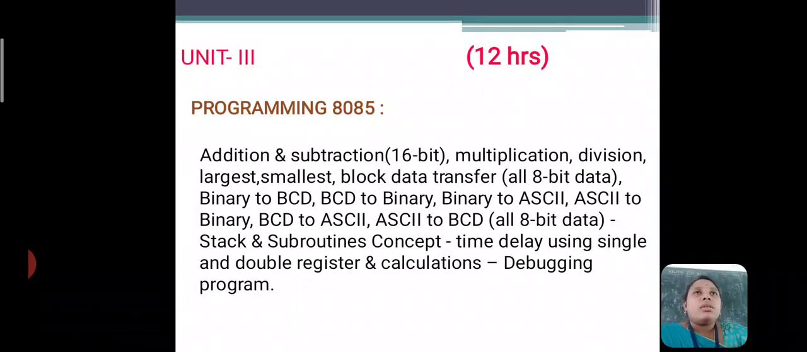By using a low-level language like assembly language program, we have to perform all these operations in the 8085 microprocessor.